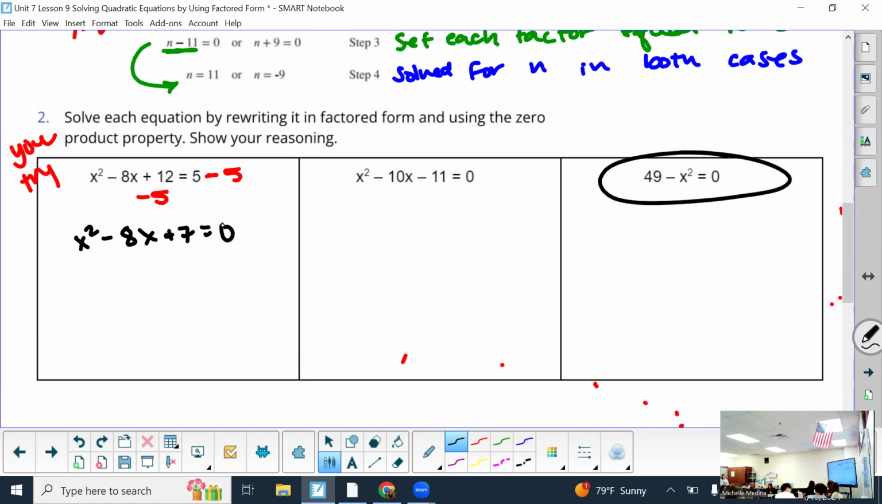Now you can factor the left side. So basically you need two numbers that multiply to positive 7 and add to negative 8. The way that I like to organize my information is with the diamond method. What multiplies to 7 but adds to negative 8? Negative 1 and negative 7. So my factor form looks like this. But this one's not just asking for factor form, it's asking for the solution. So now from here, what do we have to do?